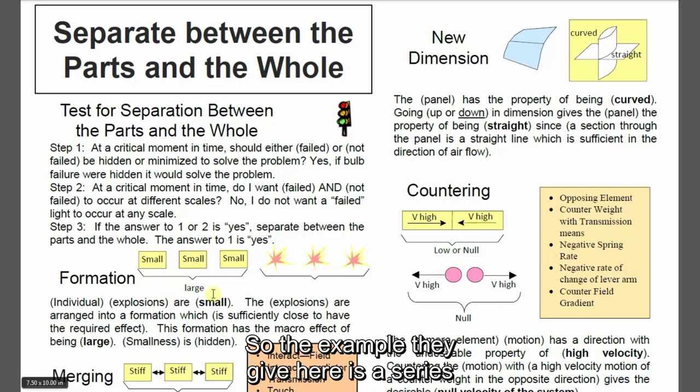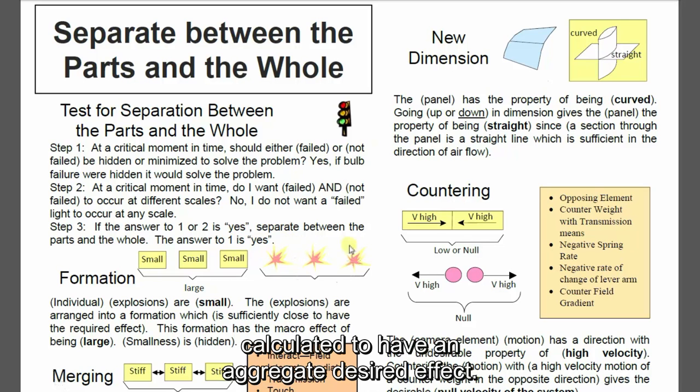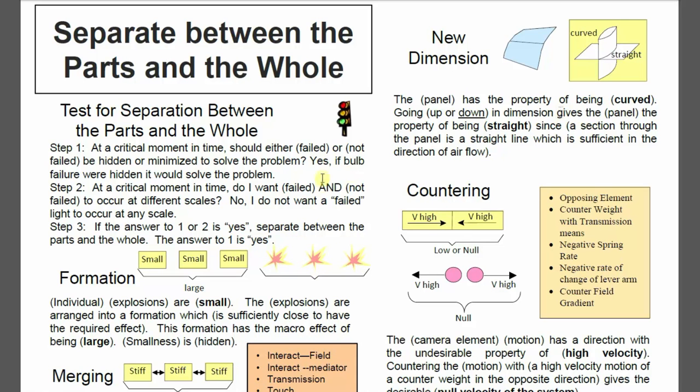So the example they give here is a series of small, carefully arranged simultaneous explosions calculated to have an aggregate desired effect. We talked about this example also in the principle of separate gradually. In that case, the explosions weren't necessarily simultaneous, but in this case, they could certainly be.